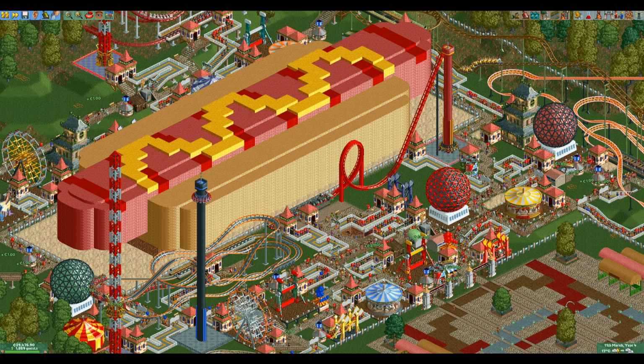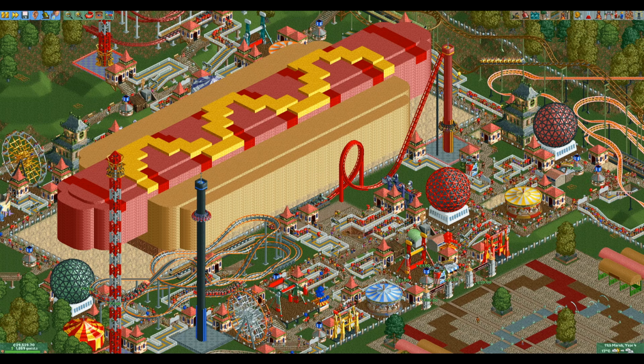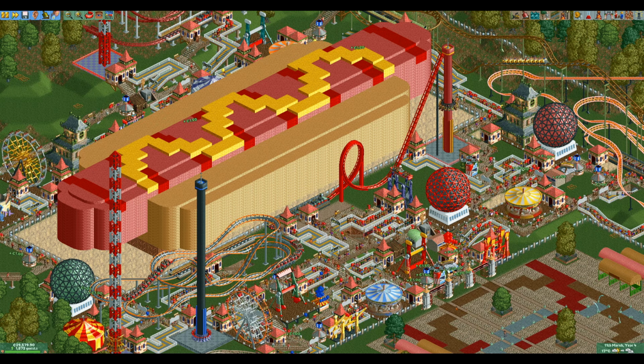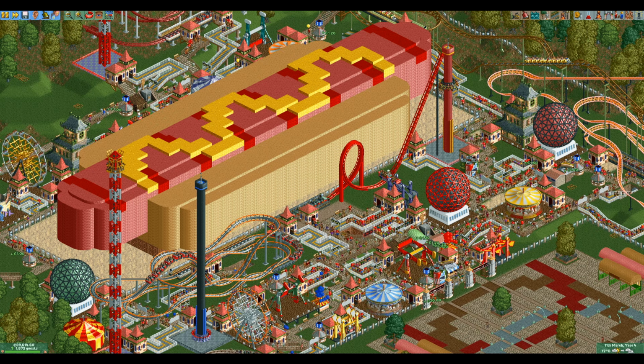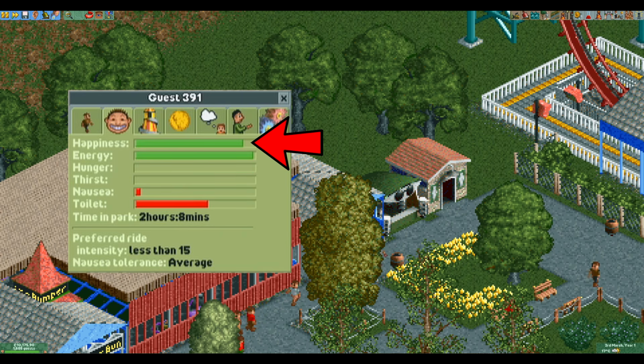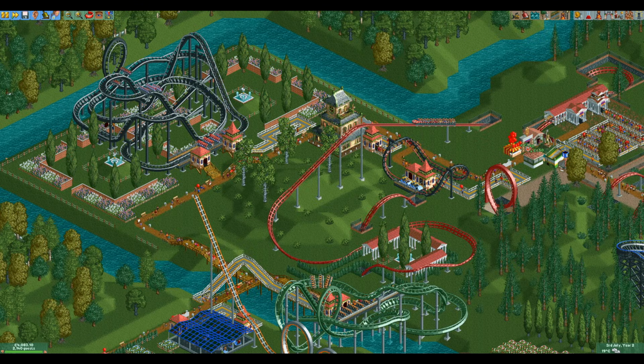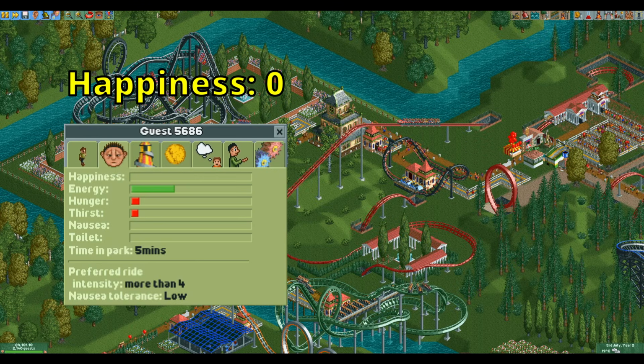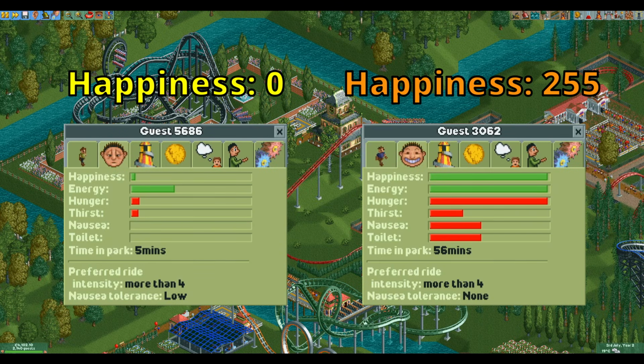Before we make conclusions on what the best price is, we first need to know what happens if a guest thinks that a bathroom is too expensive. Well, firstly, they obviously won't go to the bathroom, but their happiness value is also reduced by 16. Just like the toilet value, this ranges from 0 to 255, so it is reduced by about 6.3% of the maximum value.